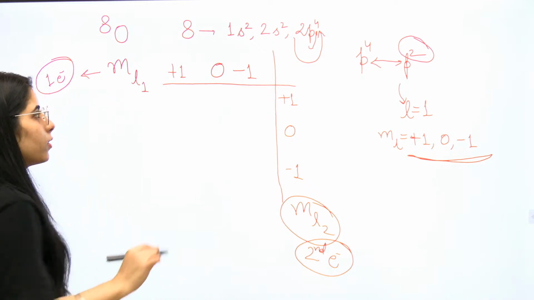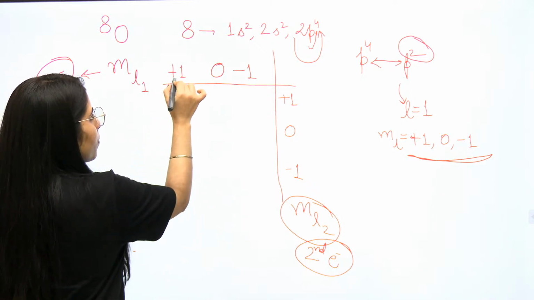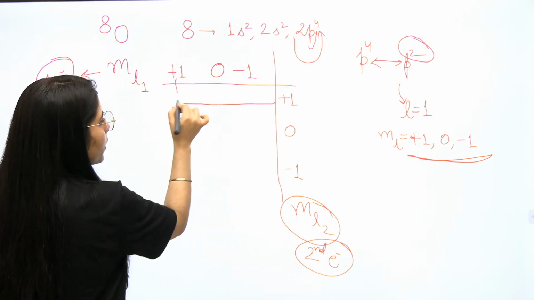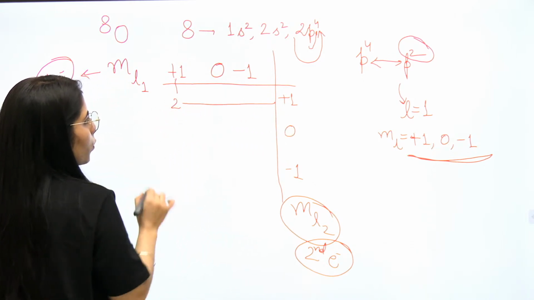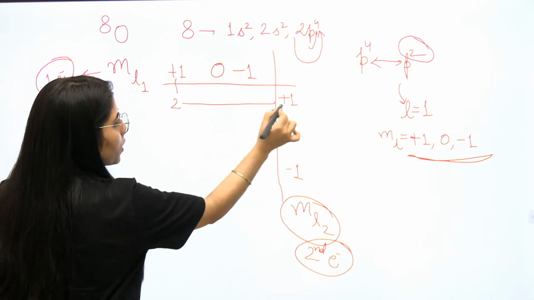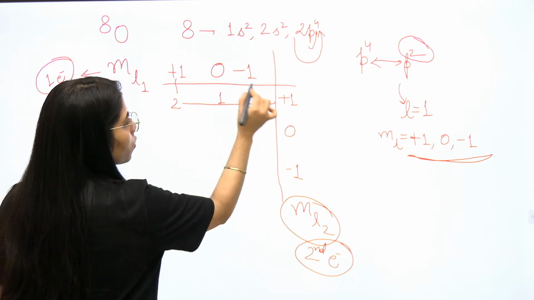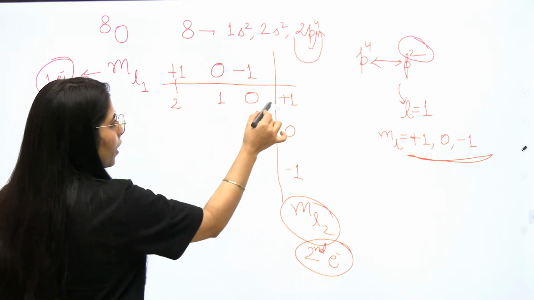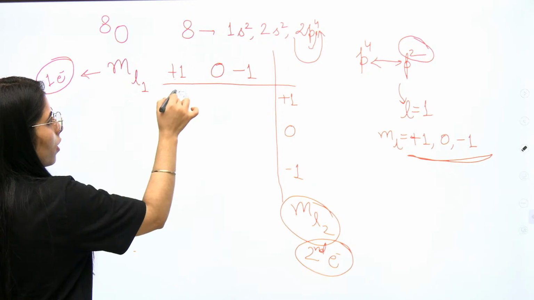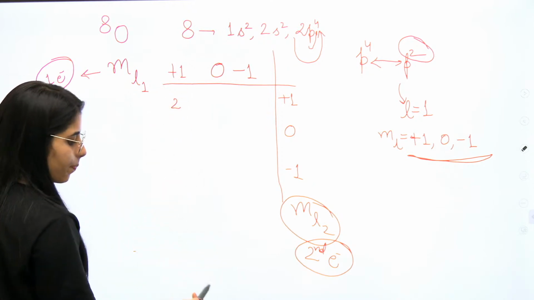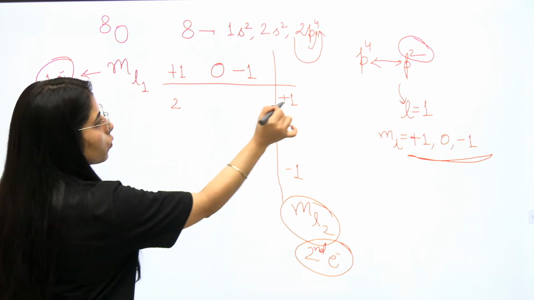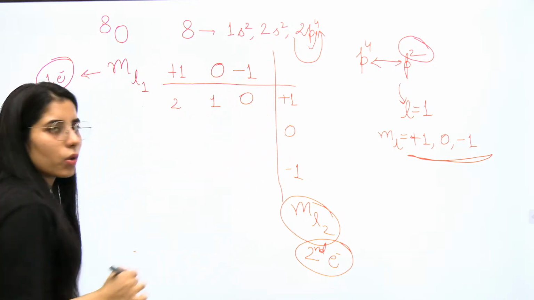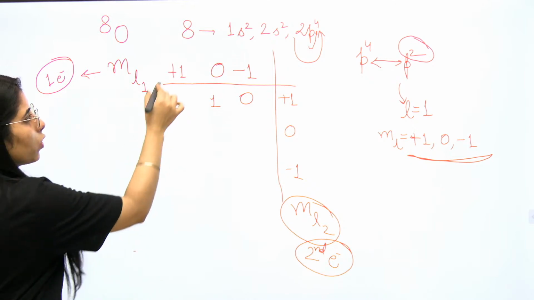Do one thing after this. Consider it like this. +1, +1. What will you get here? Add them, 2. 0 + 1, what will you get here? 1. -1 + 1, add them, 0. That's what you need to do. Again I'm just going to show this to you, vertically and horizontally. That means 1 + 1, 2. 0 + 1, 1. -1 + 1, 0. That's how you need to add the values.